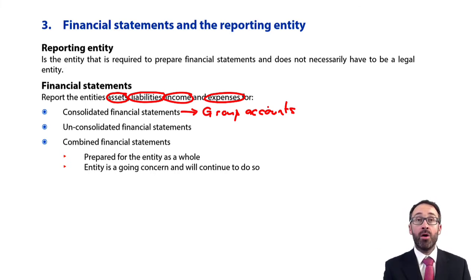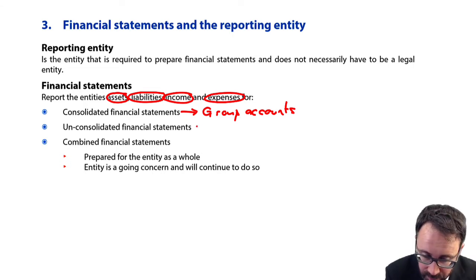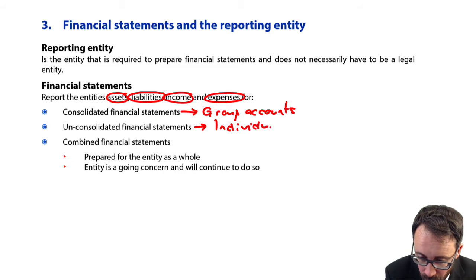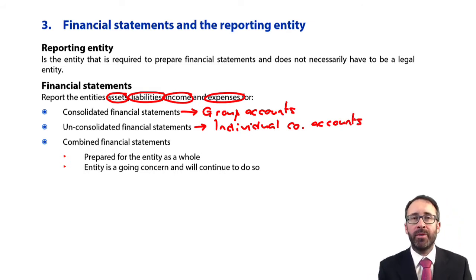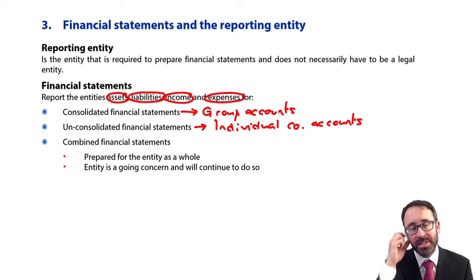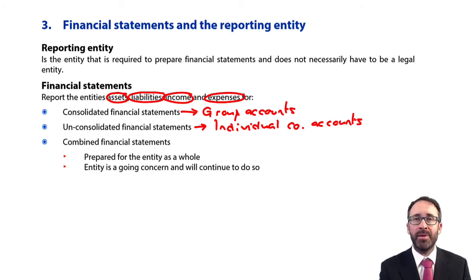Okay. Your unconsolidated financial statements, well, that's looking at what we would refer to as your individual company accounts. So the individual company accounts that have been prepared of the parent and the individual company accounts that have been prepared of the subsidiary. So it's saying here that even though the group accounts need to be prepared, it's also useful to have the unconsolidated financial statements, particularly if we're looking at the reporting entity being the parent.